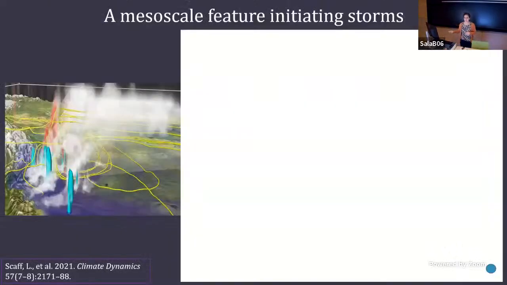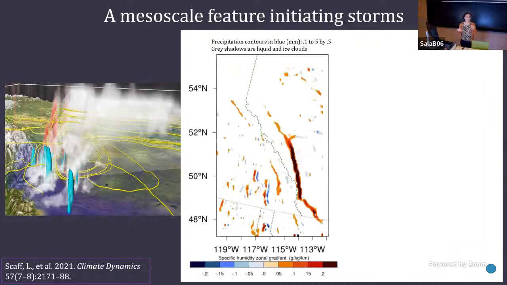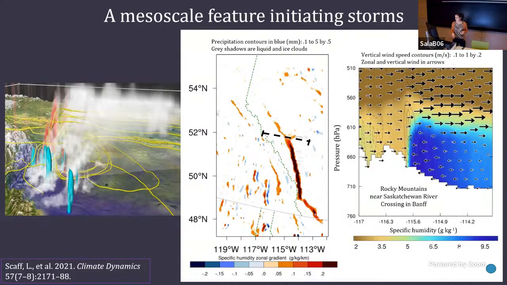So this example was in July 2013, and I will show you how when we want to quantify this, we need more accurate calculations and maps. So this is a map of this event. This is the specific humidity zonal gradient, and it's a very strong dry line. That's why I chose this example. And I am plotting here a cross section close to the Rocky Mountains near the Saskatchewan River Basin. It's quite north, it's 52 degrees north.